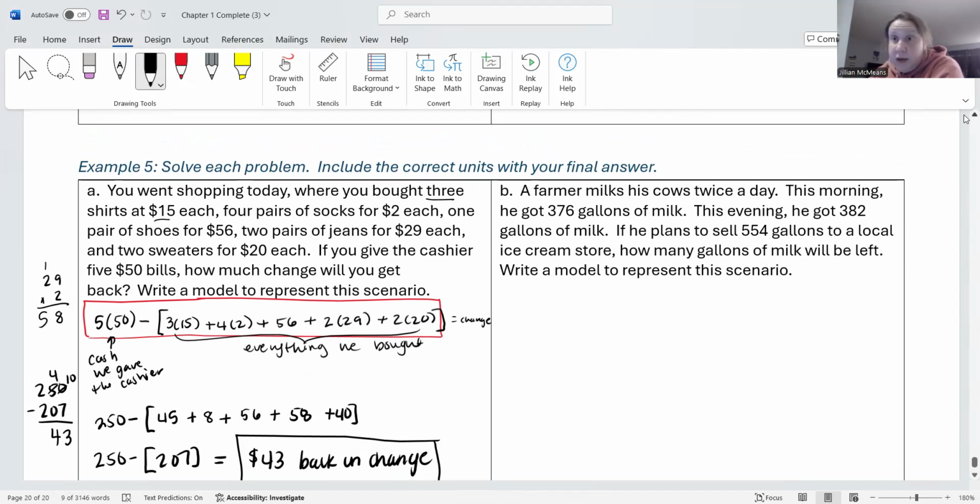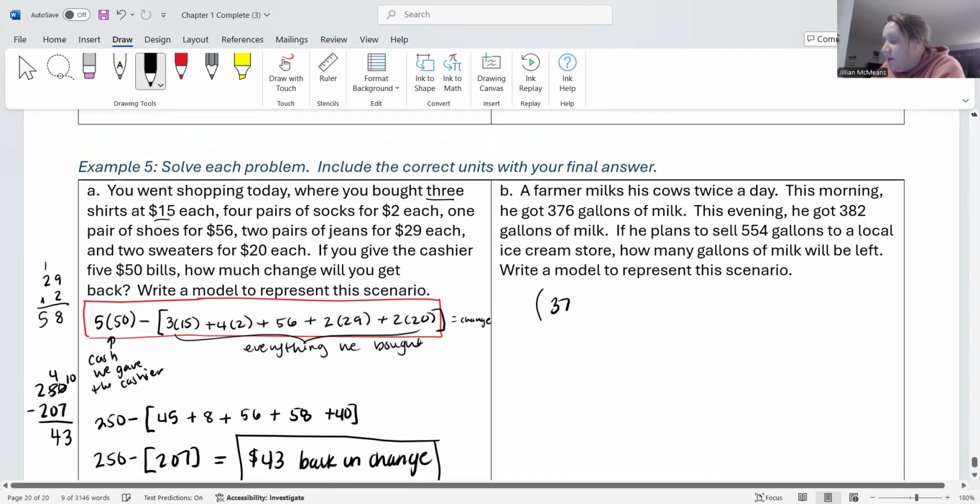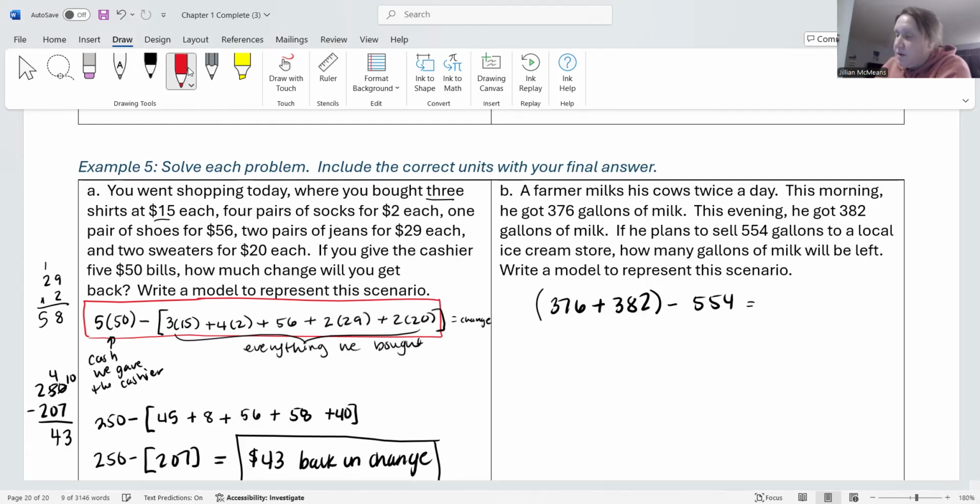Well, we want to find the grand total of gallons of milk that this particular farmer was able to get from his cows. So we know that the total milk for the morning was 376 gallons. Then there was 382 gallons from the evening. So that's the grand total of milk that this farmer got for this day. He then sold 554 gallons. So if he sold them, he's going to reduce his stock by 554 gallons. This would be the model. Whatever we get here is going to be what's left over.